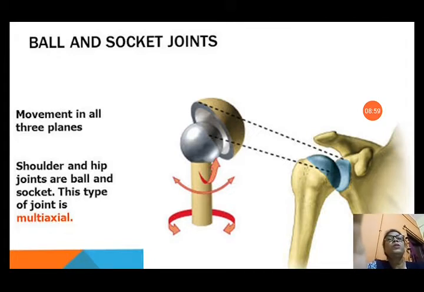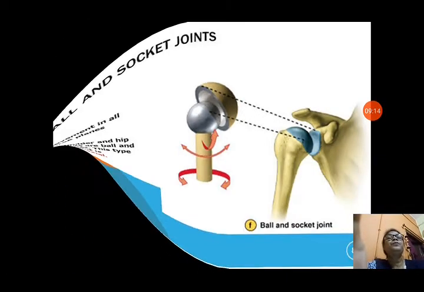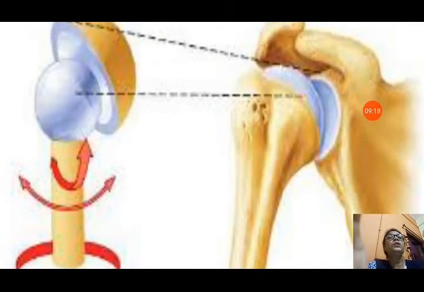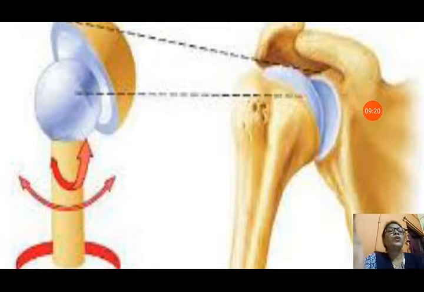Shoulder and hip joints are ball and socket joints. This type of joint is multi-axial, that means in many planes you can move your body parts in this place. So shoulder and hip we can move in all 3 planes. In this arrangement also you can see your shoulder. There is a ball and there is a socket-like arrangement. In that socket the ball is moving freely.